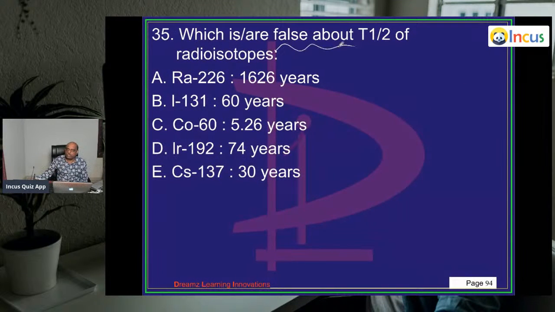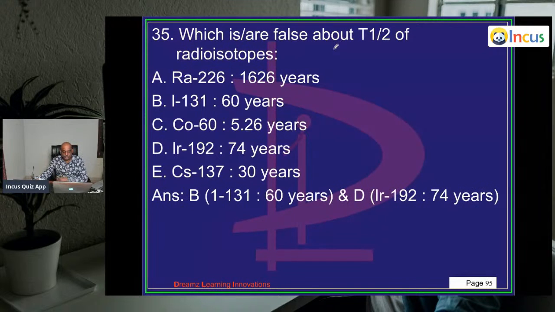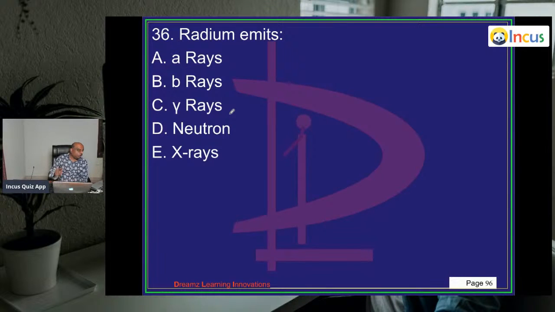Now, what is wrong about half-life of radioisotopes? Radium 226 has 1626 years, and cobalt 60 has 5.26 years. They both are true. So all half-lives, there is a table, that you will have to fill. You have to mug it up, write it in your hot notes that you need to revise.